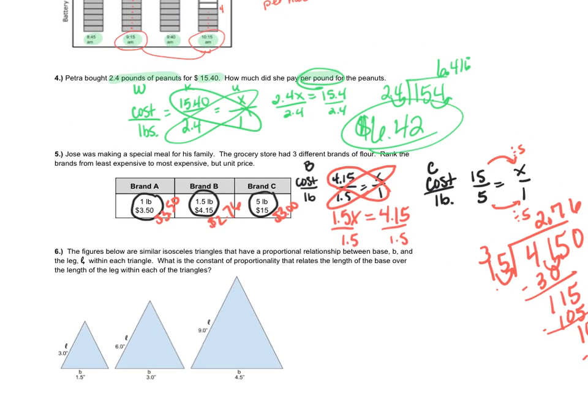So that being said, which one would be my least expensive? It would be brand B, then brand C, then brand A. That's where we leave it. Any questions on those? No. Okay.